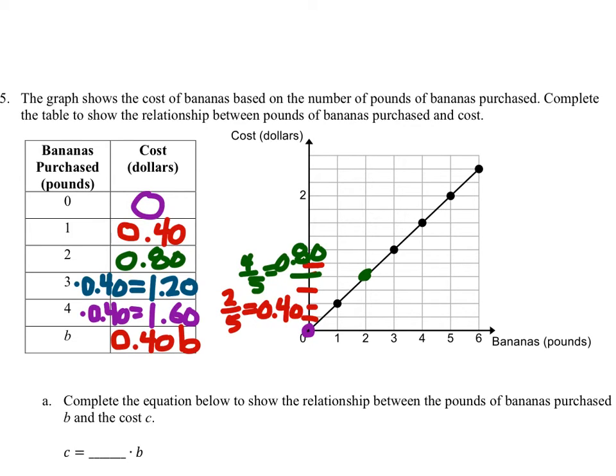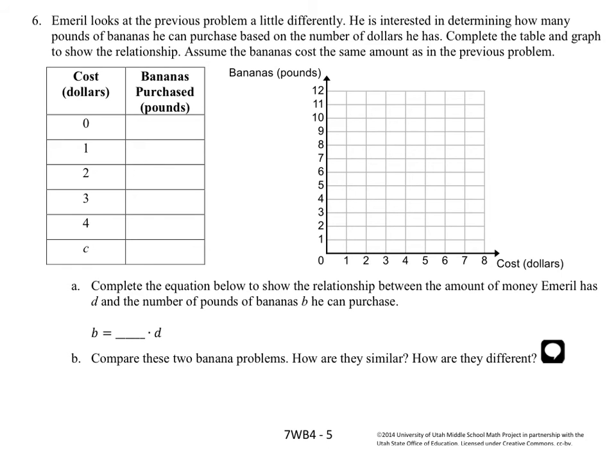So, complete the equation below to show the relationship between the pounds of bananas purchased and the cost. Well, how much did it cost for every pound? 40 cents. So we'll just put a 40 right here, 40 cents. And then if we multiply it by the B up in here, that would give us our cost. So if I had 10 pounds of bananas, 40 cents times 10 pounds, $4. Bam. All right, let's look at number 6 then.